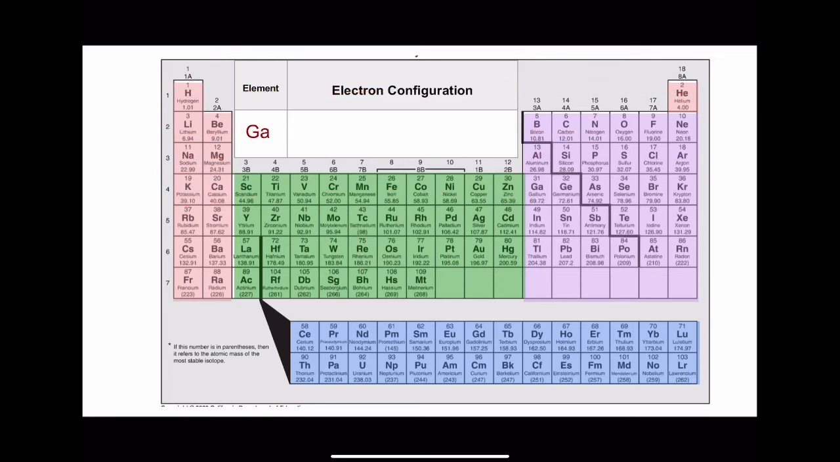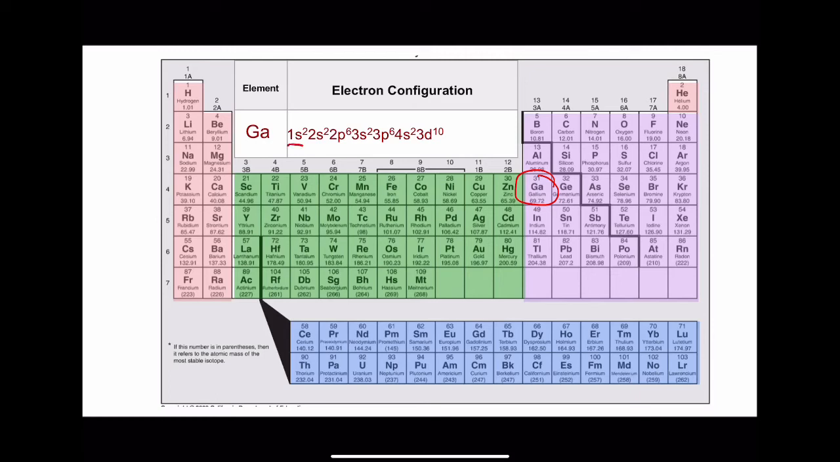So the next one we want to look at is gallium. And we're looking at gallium because we want to see what happens as we come out of this 3d subshell. So notice gallium being right here is right after 3d. So we want to see what happens when we're done with 3d and we need to start over again. So we have the same thing we saw before, and we just said with zinc, we would end on 3d10.